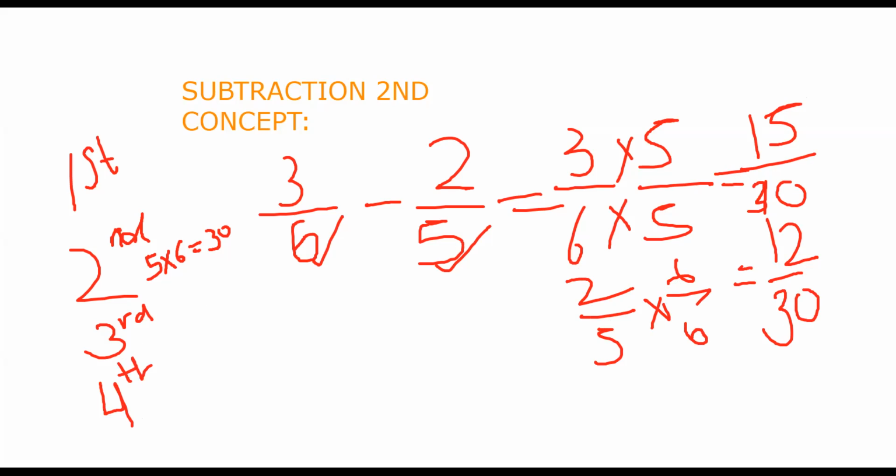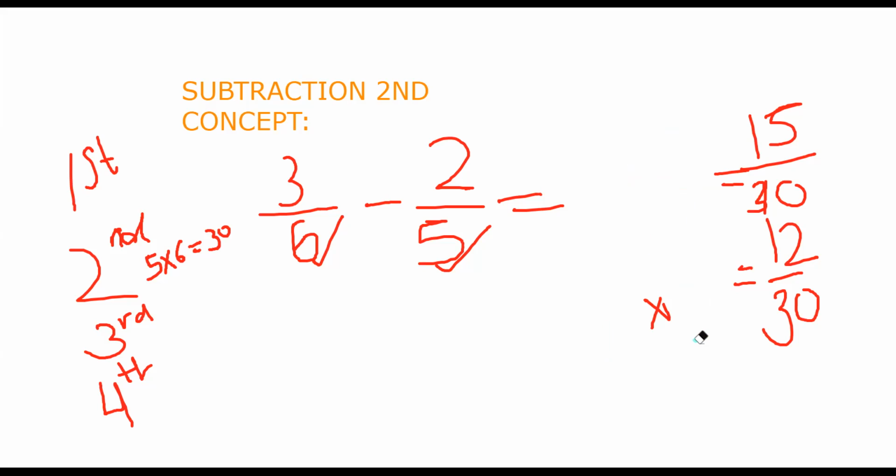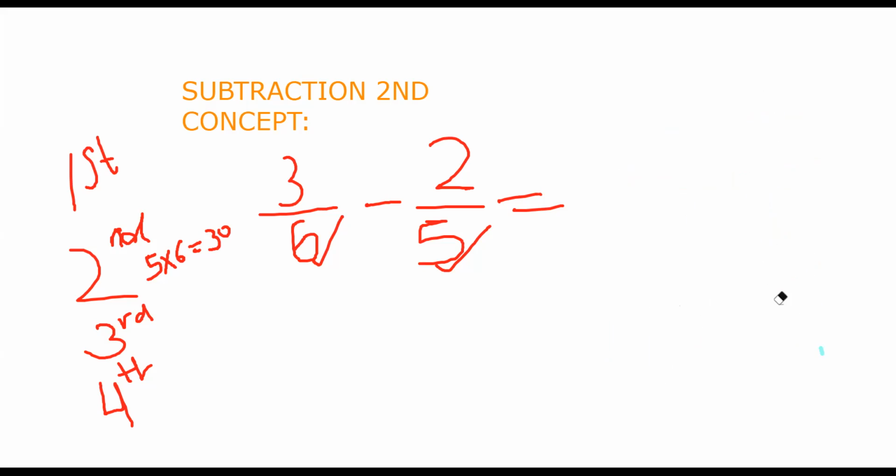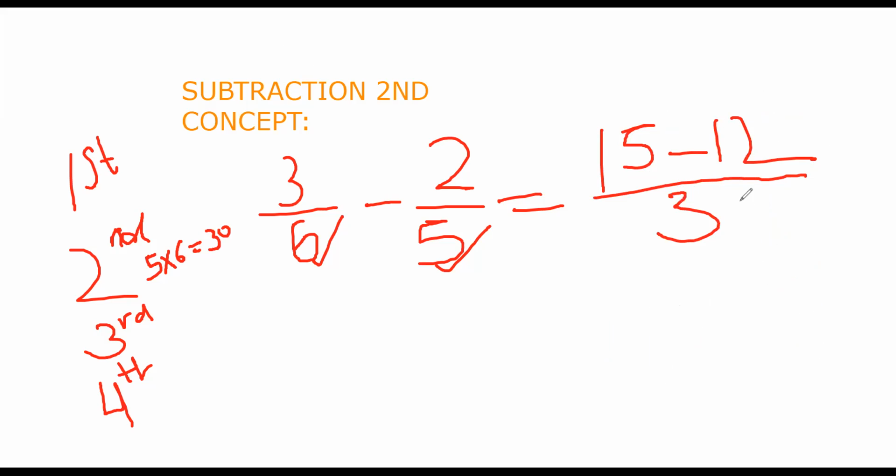Let us first erase these things so that there would be no disruption. Now we have to arrange them. So the answer was 15 and 12 divided by 30. Now, there's a subtraction sign, so we have to subtract them. It's easy to subtract. In the fifth step, we are going to subtract these answers to get the answer, and then we'll simplify them.